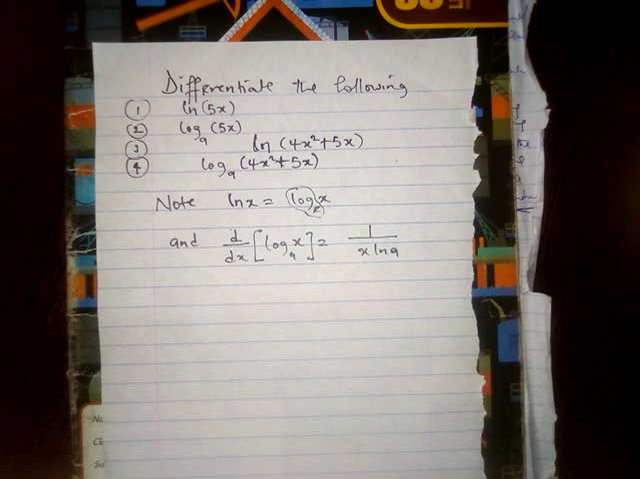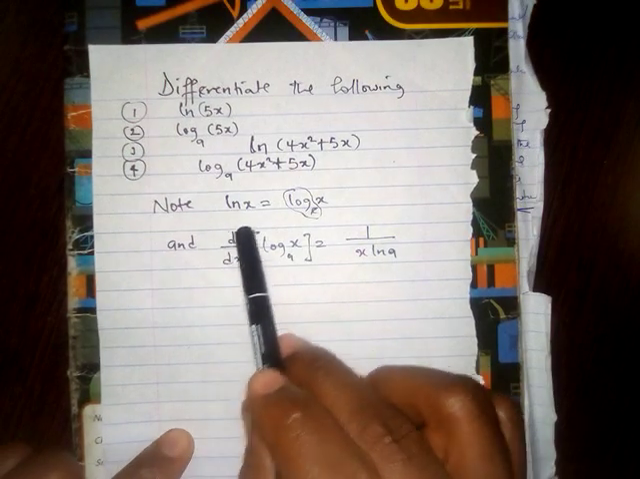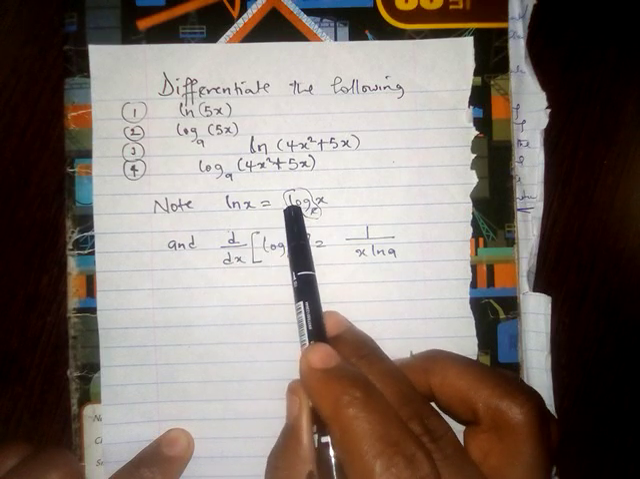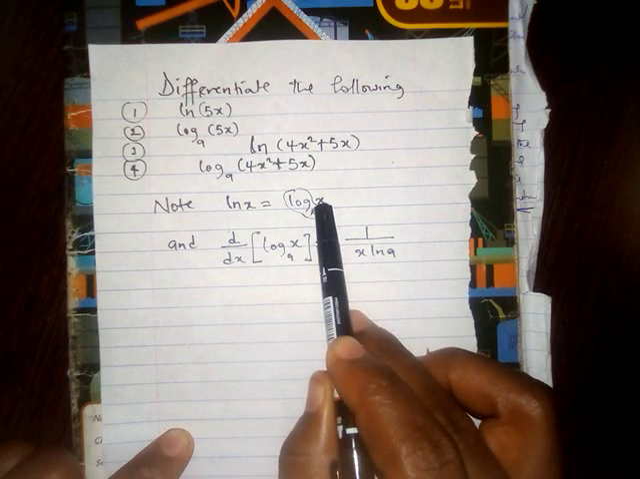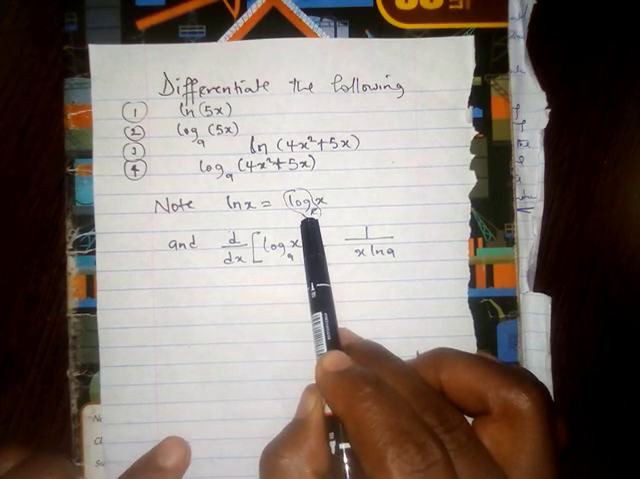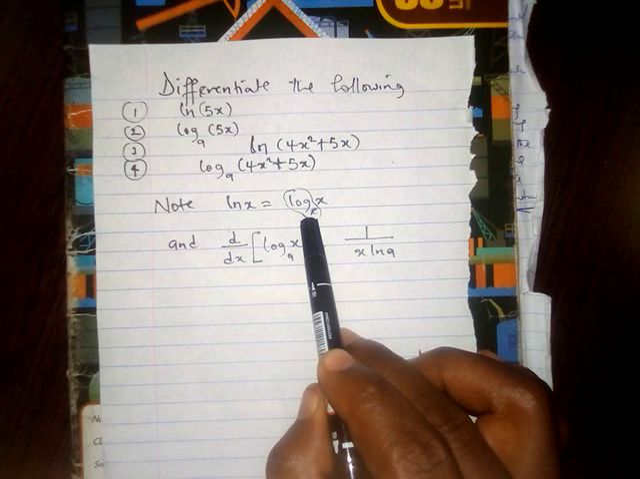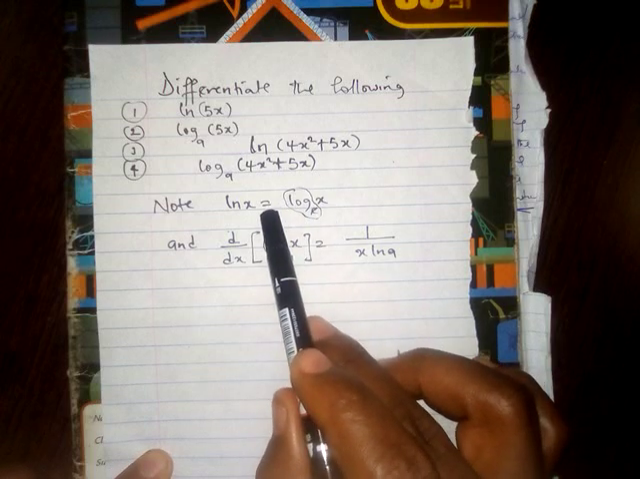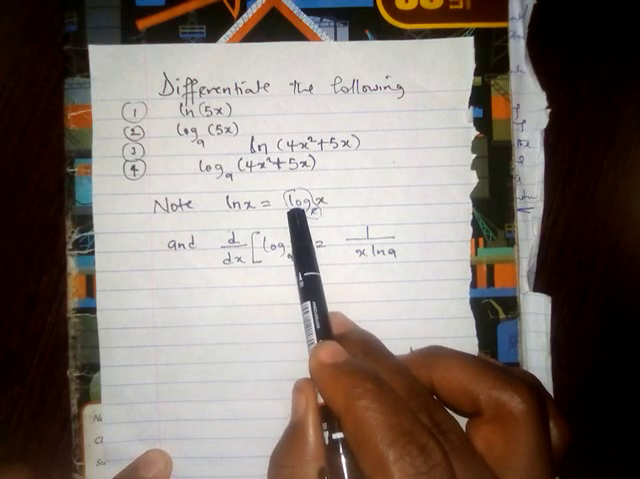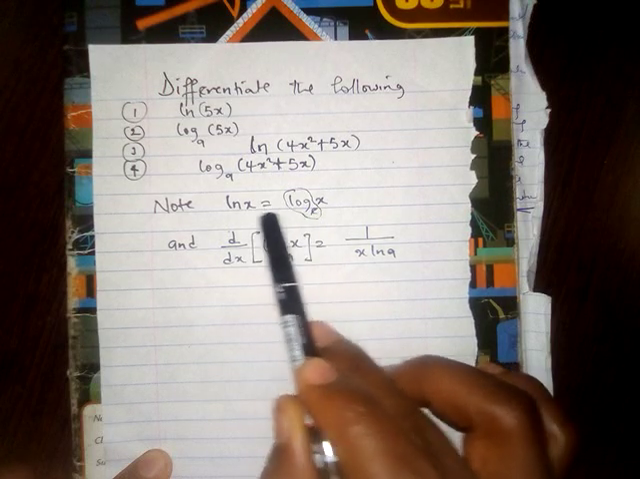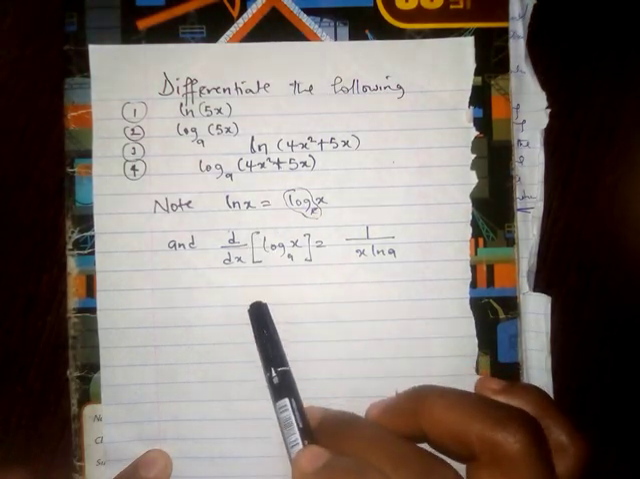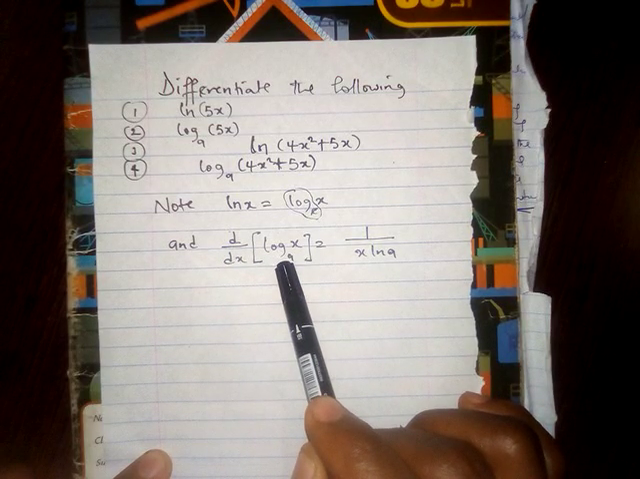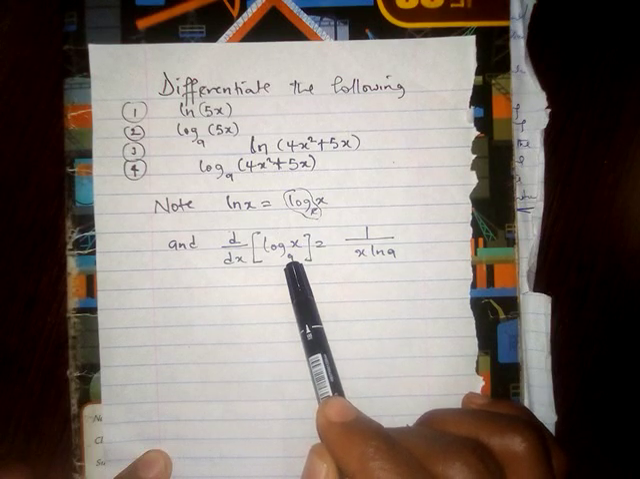Before we start, remember that ln of x is the same thing as log of x, but with base e, and e is Euler's number. It's a special number, okay? So we call this the natural logarithm. If I don't want to write log of x with respect to base e, I'll just simply put ln x.